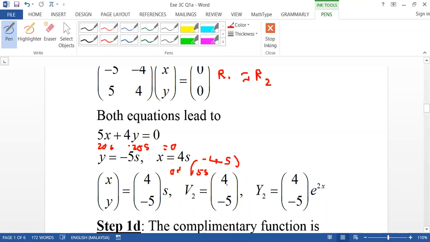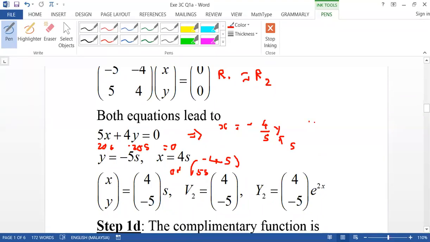So the V2 also, maybe you have the first row positive and second row negative, or another variation: negative 4, this is positive 5. Or some of you may have another version, let's say 4 over 5. If you let x as a title, then you have, let's say, x is negative 4 over 5, y.